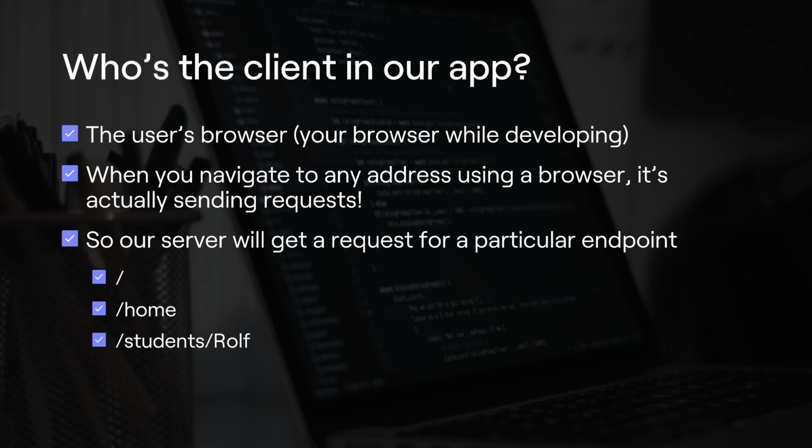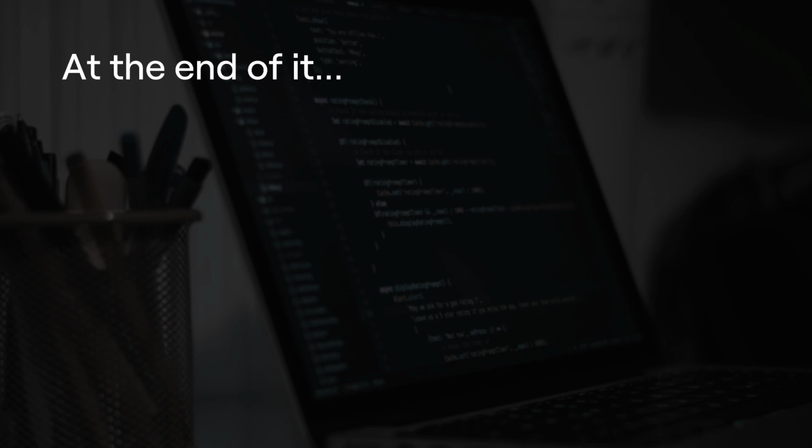So the server will get requests for a particular endpoint or a part of a web address. I'm sure you've seen things like this in websites before, like facebook.com/home, for example, and that is a particular endpoint inside facebook.com. And in our server, we'll be able to define specific paths or endpoints, and we will be able to write Python code that responds to a request in each of them. So here's what happens at the end of it.